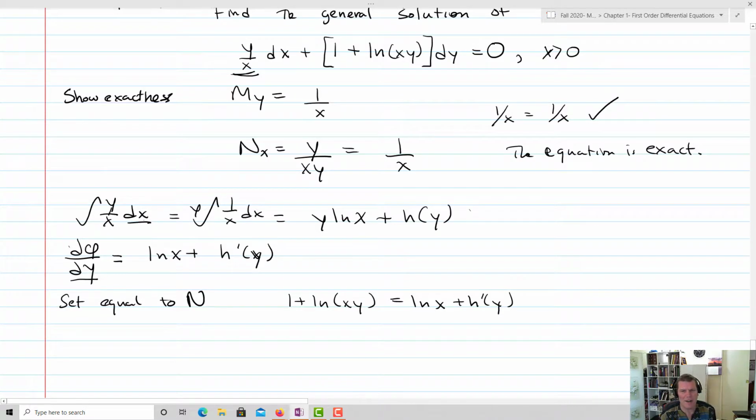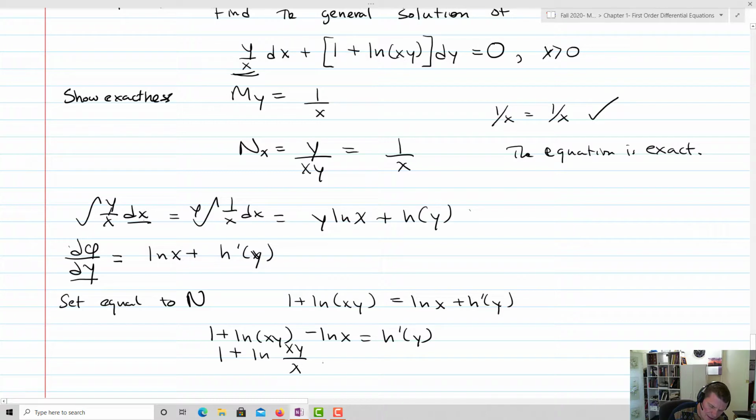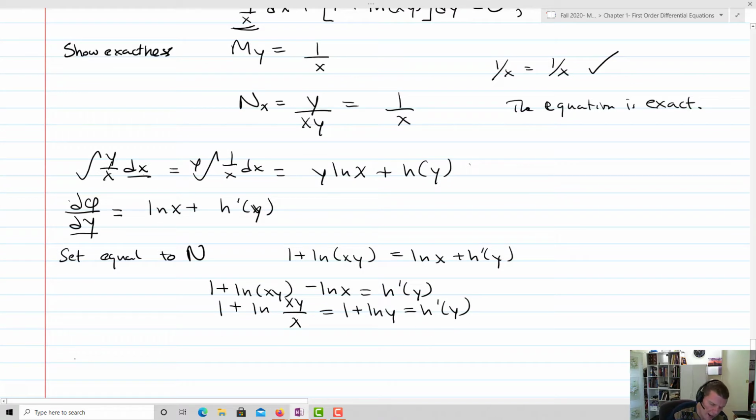Now, unlike the last one, we don't get something that's quite as neat and tidy as we had before, but this is certainly doable. This could be 1 plus the natural log of xy minus the natural log of x equals h prime of y. If I rewrite that, I get 1 plus the natural log of xy over x, which is just 1 plus the natural log of y, which equals h prime of y. Now we just need to integrate that one. We're going to integrate h prime of y with respect to y. So the integral of h prime of y dy equals the integral of 1 plus the natural log of y dy.